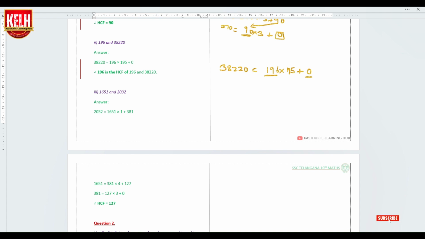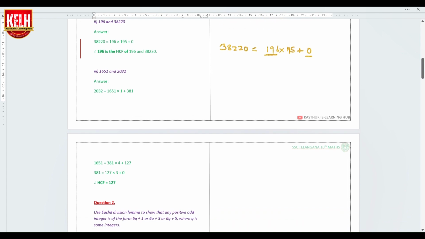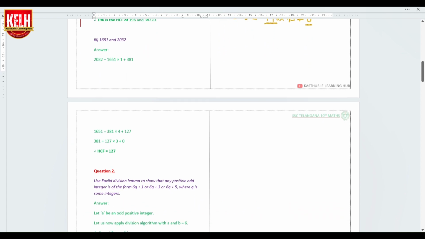1651 divided by the remainder 381: 1651 equal to 381 into 4 plus 127. Again we are getting a remainder that is not 0, so we have to go again. 381 divided by the previous remainder 127 gives 381 equal to 127 into 3 plus 0. Yes, we got the 0. Therefore, this 127 is our HCF.